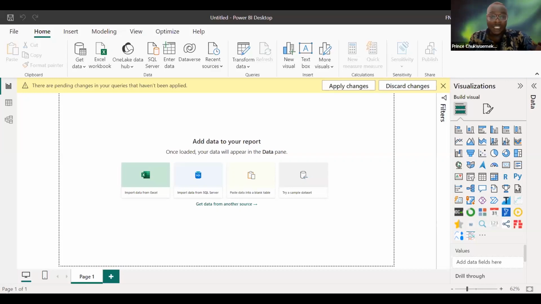So if it is text, it should have ABC. And if you want to change a data type, you just click here at the top where you have ABC, or 1 2 3, or 1.2, and you see a list of data types that you can choose from. So you want to make sure that each column has a distinct data type.